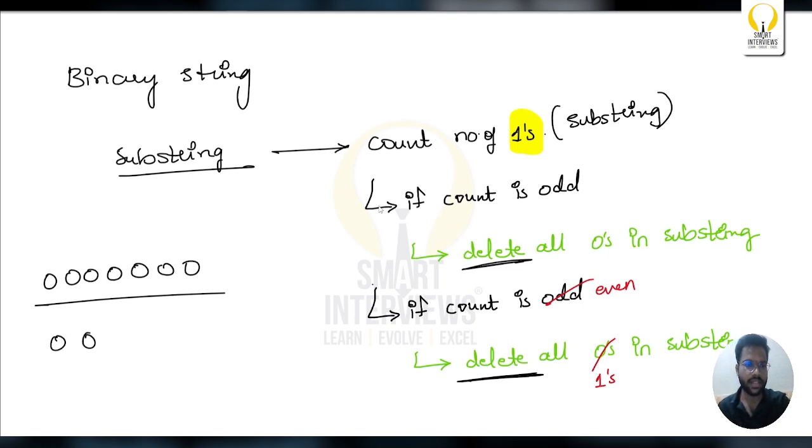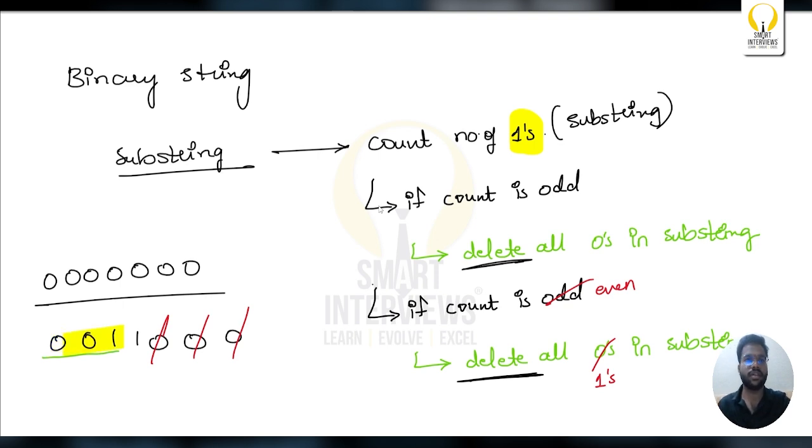Next, let's say the string that you have been given is this. Now tell me, what is the minimum possible length of the string after deleting everything? Let's say this is a substring that I have chosen. What is the count of the number of ones in the selected substring? 1, which is odd. So what should I do? I should delete all zeros. Now this is the string that I have. Next, what will I do? Let's say I have selected this as my substring.